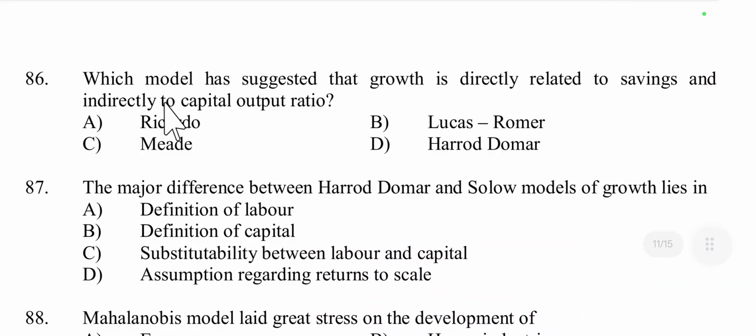Then question number 86. Which model has suggested that growth is directly related to saving and indirectly to the capital-output ratio? Ricardo, Lucas, Romer-Mead, or Harrod-Domar? This concept was given by the Harrod-Domar model, because the growth rate, according to Harrod-Domar, is G = S/V. Here G means growth rate, S means saving rate, and V means capital-output ratio. So the growth rate is directly related to saving and indirectly related to the capital-output ratio. So this concept was given by Harrod-Domar.